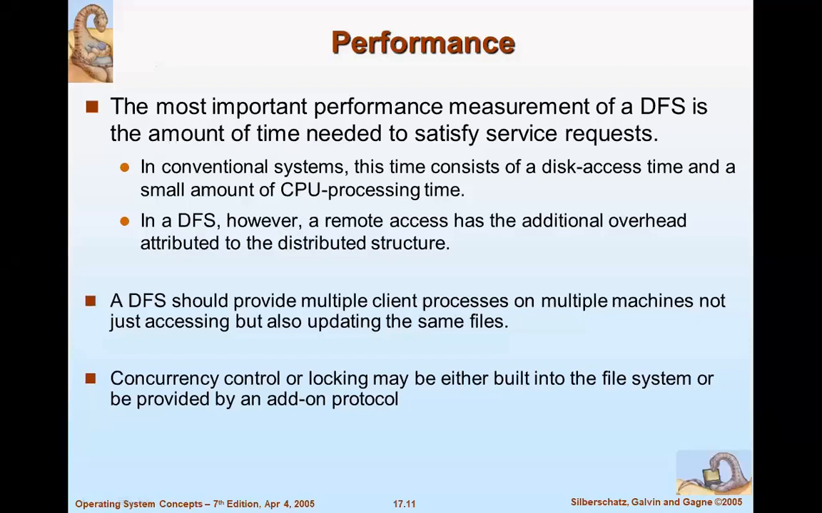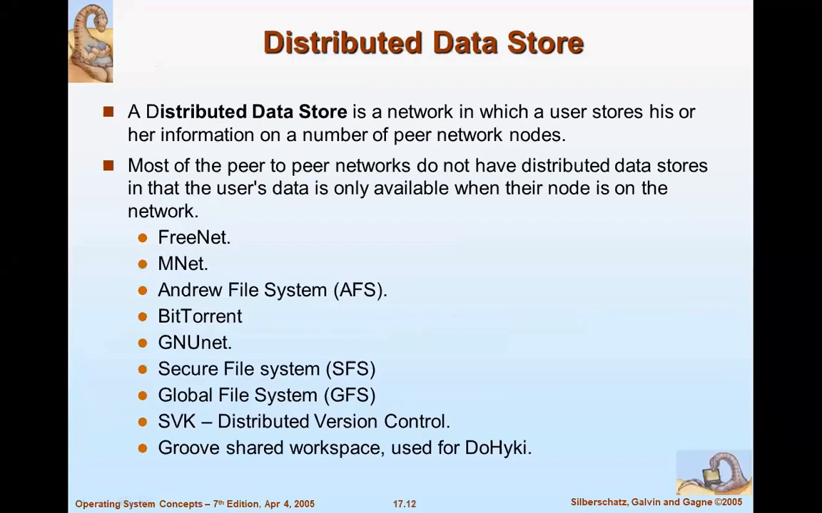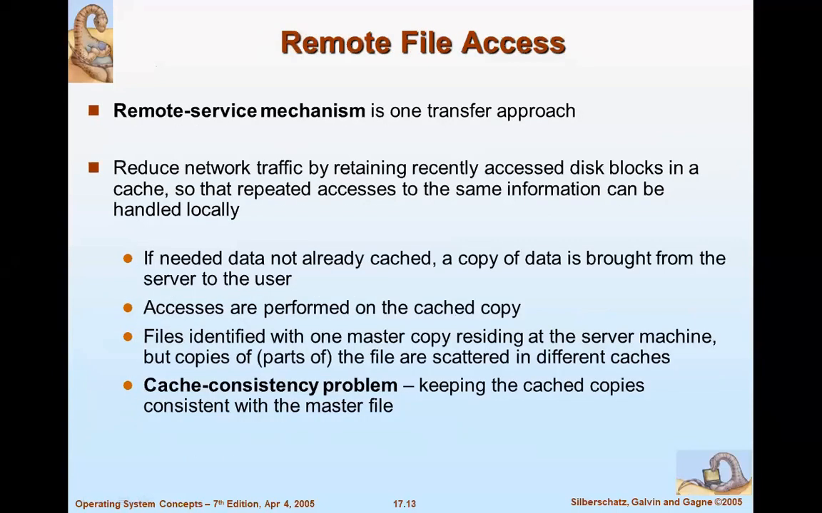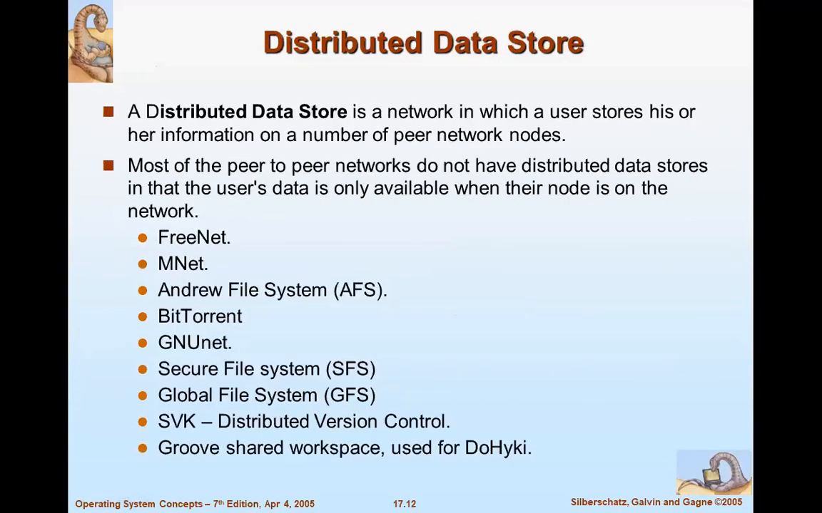So a distributed file system should provide multiple client processes on multiple machines, not just accessing but also updating the same file. Concurrency control or locking may be either built into the file system or be provided by an add-on protocol as well. You can have the concurrency in all files, that any change in any file should be done everywhere that file exists or that file is copied. You should make sure that all the files are equally updated.